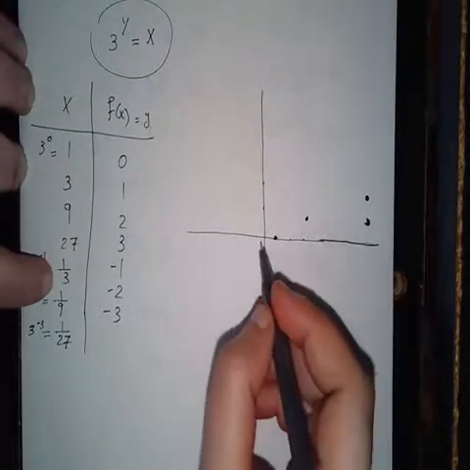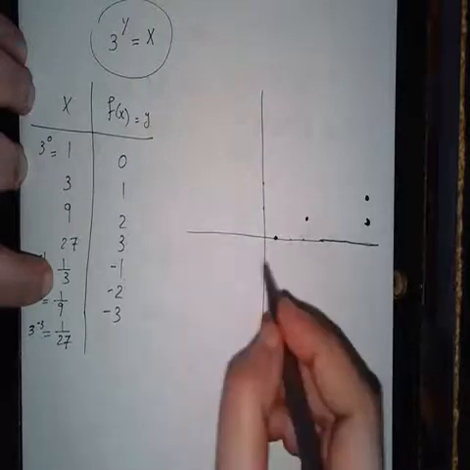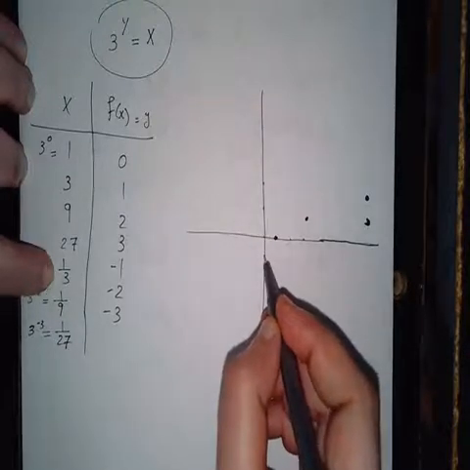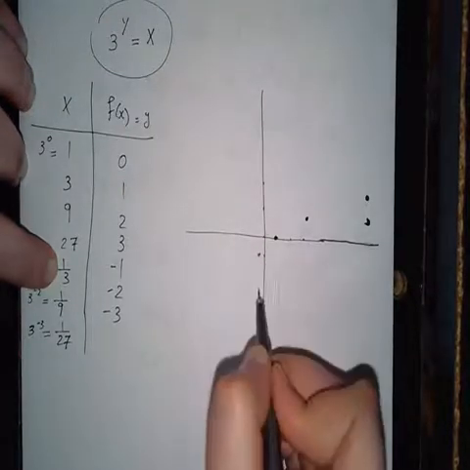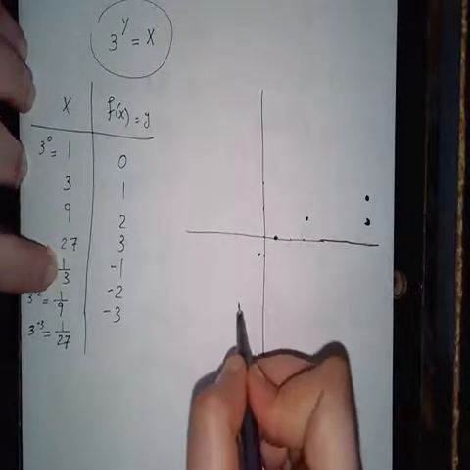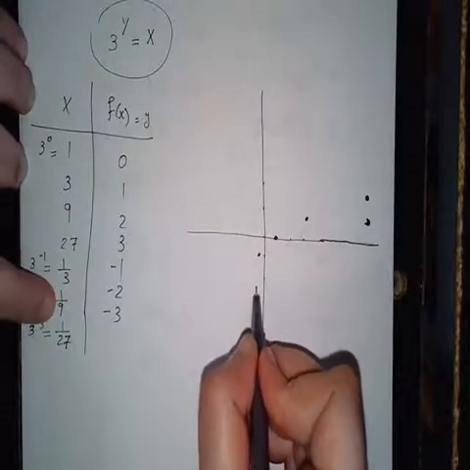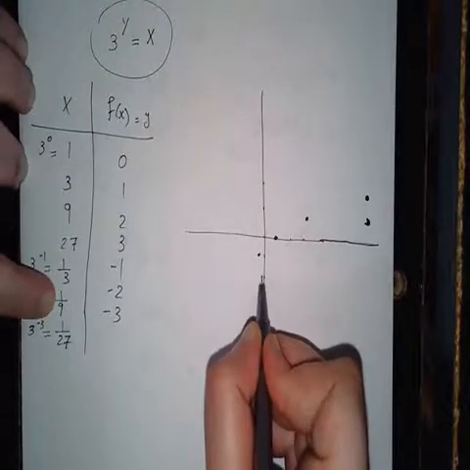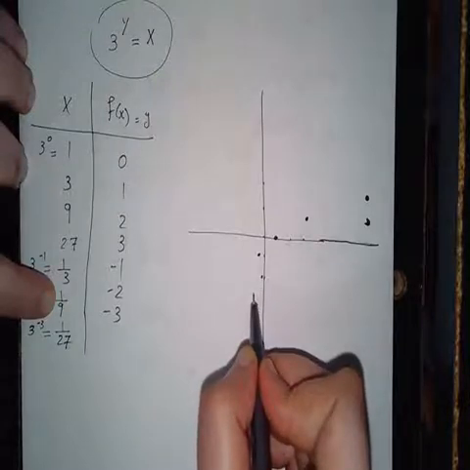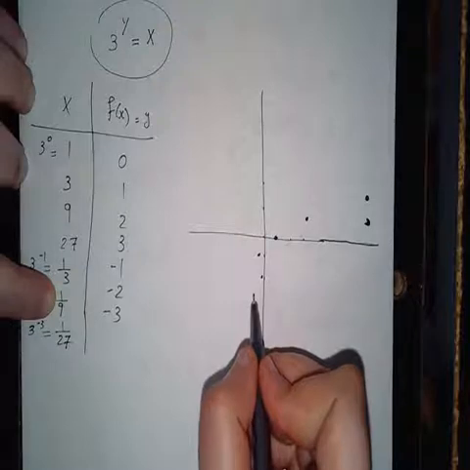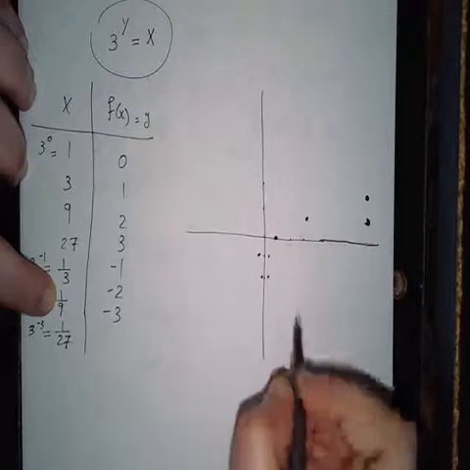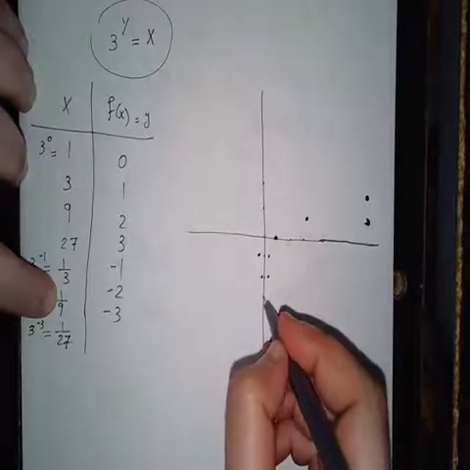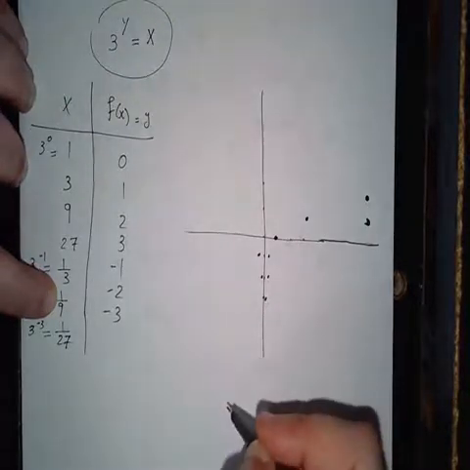So let's go to -1. So -1 for y, so I'm going down, is 1/3 for x. So right about here. Okay? -2, which is right here, is going to be 1/9. So getting closer to the y-axis. Yeah? Oh, it's actually on this side, sorry. There. And -3, you're getting even closer because it's 1 over 27.